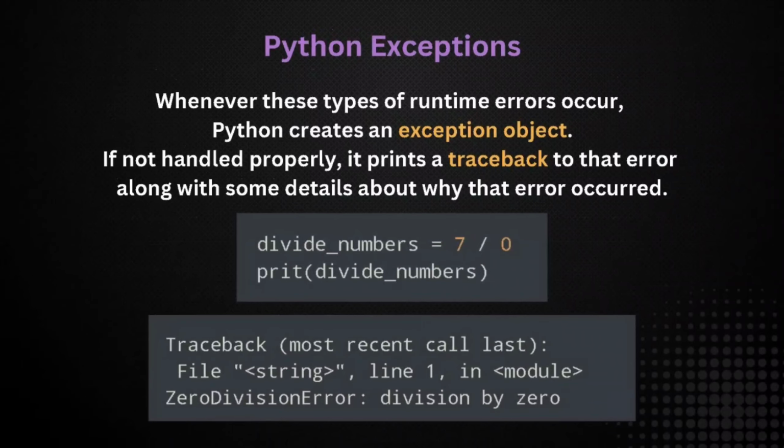Whenever these types of runtime errors occur, Python creates an exception object. If that object is not handled properly, it prints a traceback of that error along with some details about why the error occurred. For example, here we have created a variable divide number, assigned the value 7 divided by 0, and then we are printing this variable. In the output, when we run this code, we get an error traceback. In line number 1, we get ZeroDivisionError. That means we are trying to divide a number by 0, which is not possible.